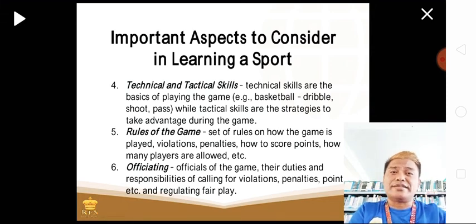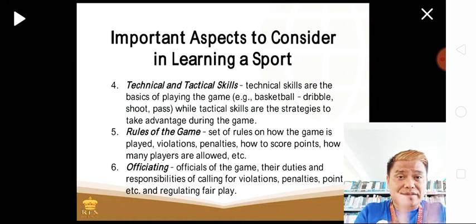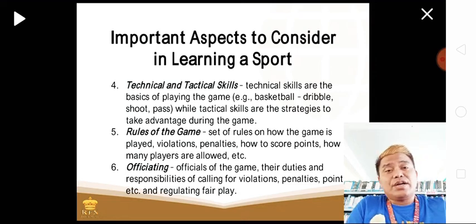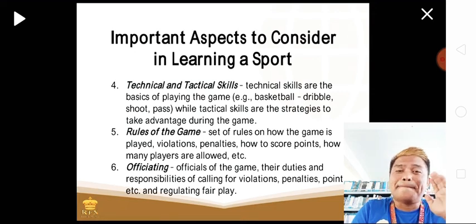So, dapat kayo may technical and tactical skills sa grupo nyo. Sino ba yung magpa-plan? Siguro yung coach or leader nyo sa grupo. So, dapat may technical and tactical skills. Dapat combine yung dalawa. Rules of the games. You should know the rules of the games. So, dapat alam nyo yun. That's very important.